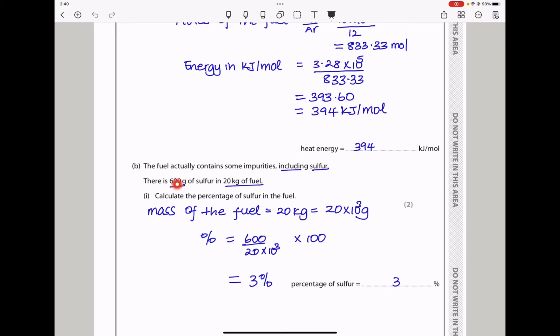So here I have to operate in the same units if I want to find the percentage. Since this is in grams, I can also convert this to grams so that the percentage of sulfur becomes the mass of sulfur divided by the mass of the fuel in grams times 100. And you can see here I converted it to grams by multiplying by 1,000. 10 power 3 is 1,000. So 600 divided by 20,000 times 100 gave me 3%. So the percentage of sulfur in the fuel is 3%.